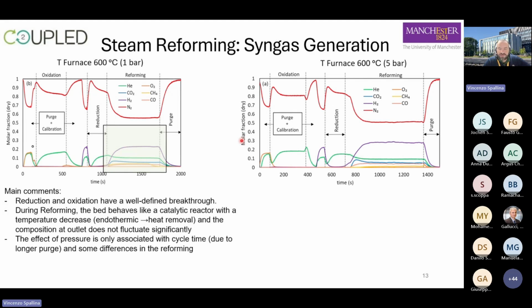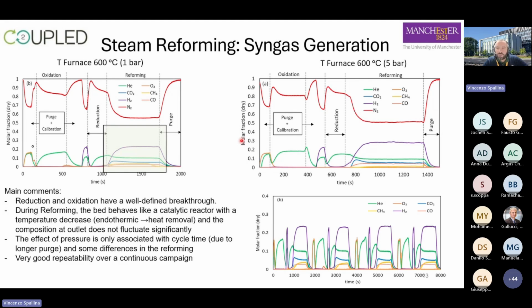We did the same exact testing also using 5 bar instead of 1 bar. In both cases, we kept the temperature at 600 degrees Celsius in the furnace just to compensate for the heat losses. And we were able to replicate this testing for 4 consecutive cycles. So it's a proof of concept which substantially confirmed the performance and the repeatability of the results.